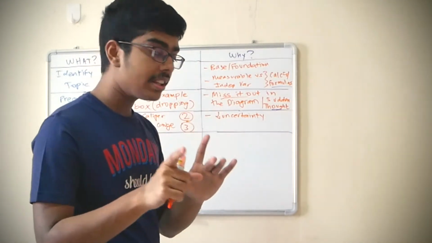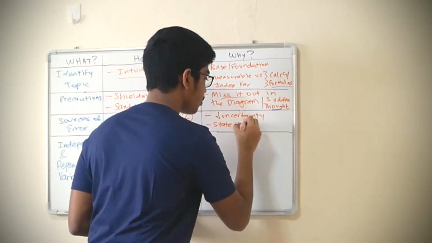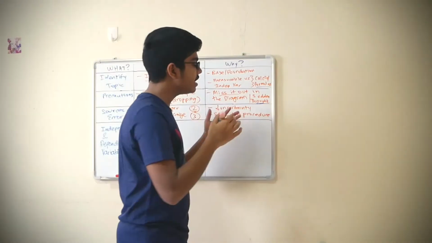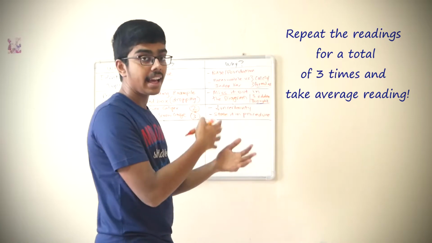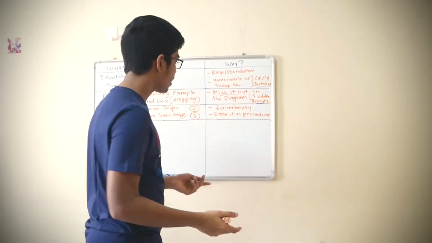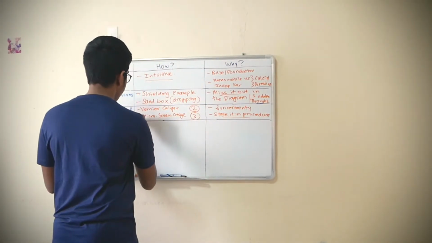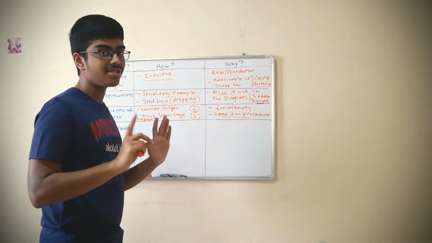But not only that, you must state it in the procedure. This is one of the easiest marks to get. You can just say, repeat the reading 3 times and calculate the average length, correct? So you must state in the procedure that you are repeating. Okay? So that's the source of error.